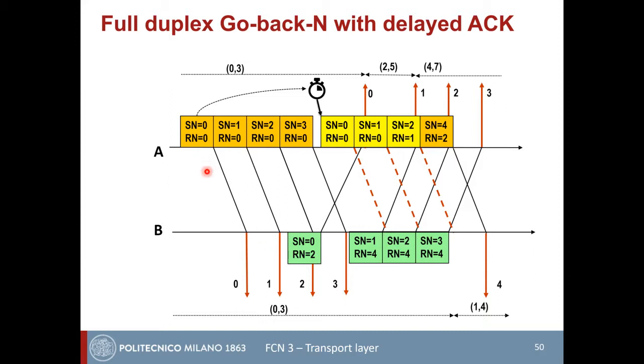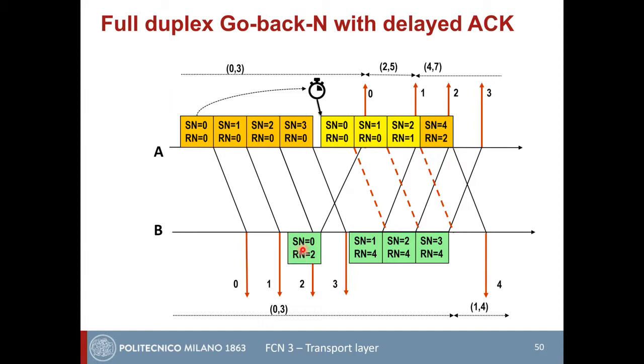This is another case where you don't have errors during the transmission, but only a delay in receiving the ACKs. Here the window initially is from 0 to 3 in both directions, and A starts transmitting Sn equal to 0, 1, 2, 3. All the packets arrive correctly in B, but B is slow in sending its own message, because B is waiting to receive data from the upper layers before sending any message.